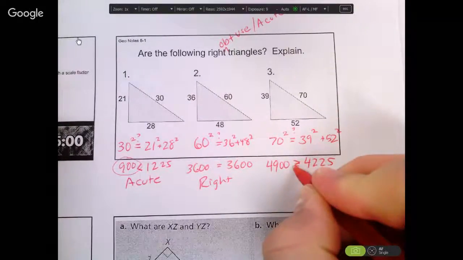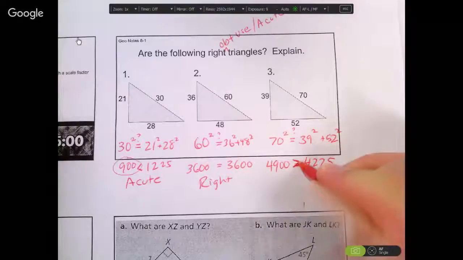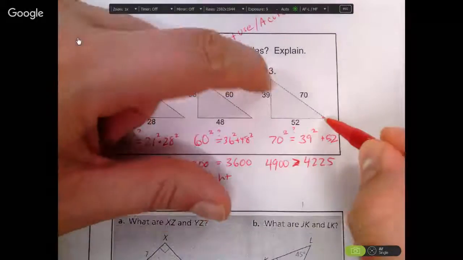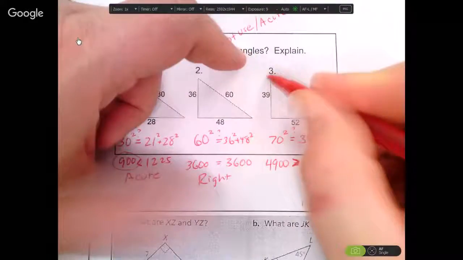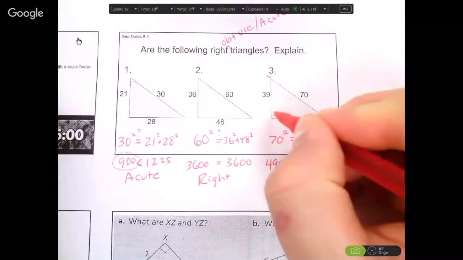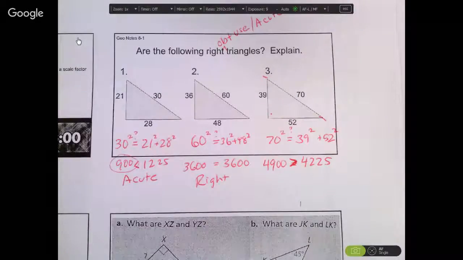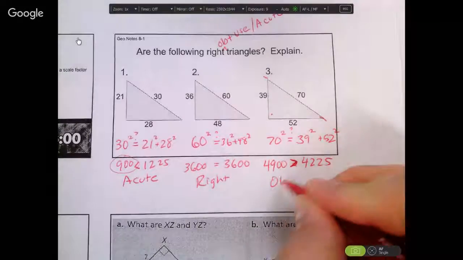So because this is bigger, that means this side here has been stretched further than a 90 degree, making this larger than 90 degrees. I love that explanation. That was a really good way of thinking about it. So this is obtuse.